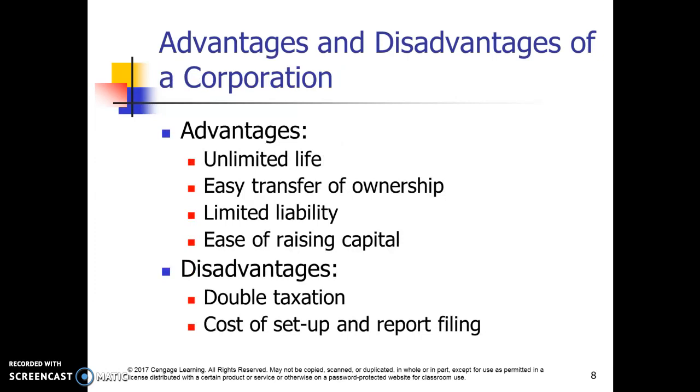Advantages: unlimited life, right? Since the owners and the employees are not attached to the business per se, as they pass or move on into different roles and parts of their lives, the business keeps rolling on. It's easy to transfer ownership. Buy and sell stock in a company. You can move it easily from one person to the next or from one group to the next. There is a very limited liability, right? You're only in for the amount that you invest in the company.